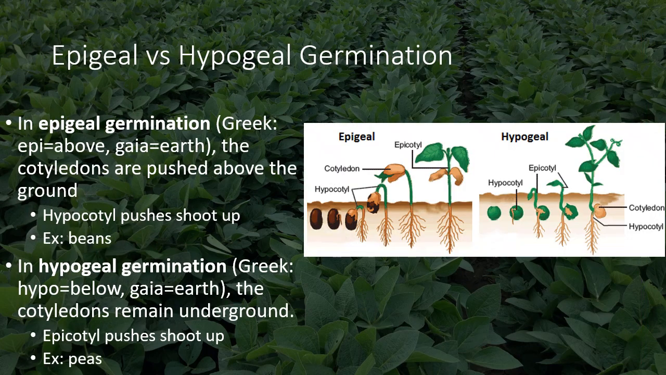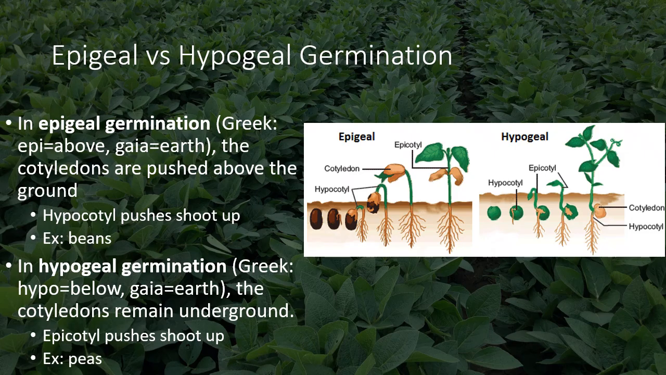There are 2 different patterns of germination that we see, and I think that they're valuable to discuss. In epigeal germination, the cotyledons are pushed above the ground, and often their function there is to do the first photosynthesis for the plant. So in beans, for example, we can see that the cotyledons are pushed above ground during the germination process, and they're pushed above ground by the growth of the hypocotyl, which is the embryonic stalk below the cotyledons.